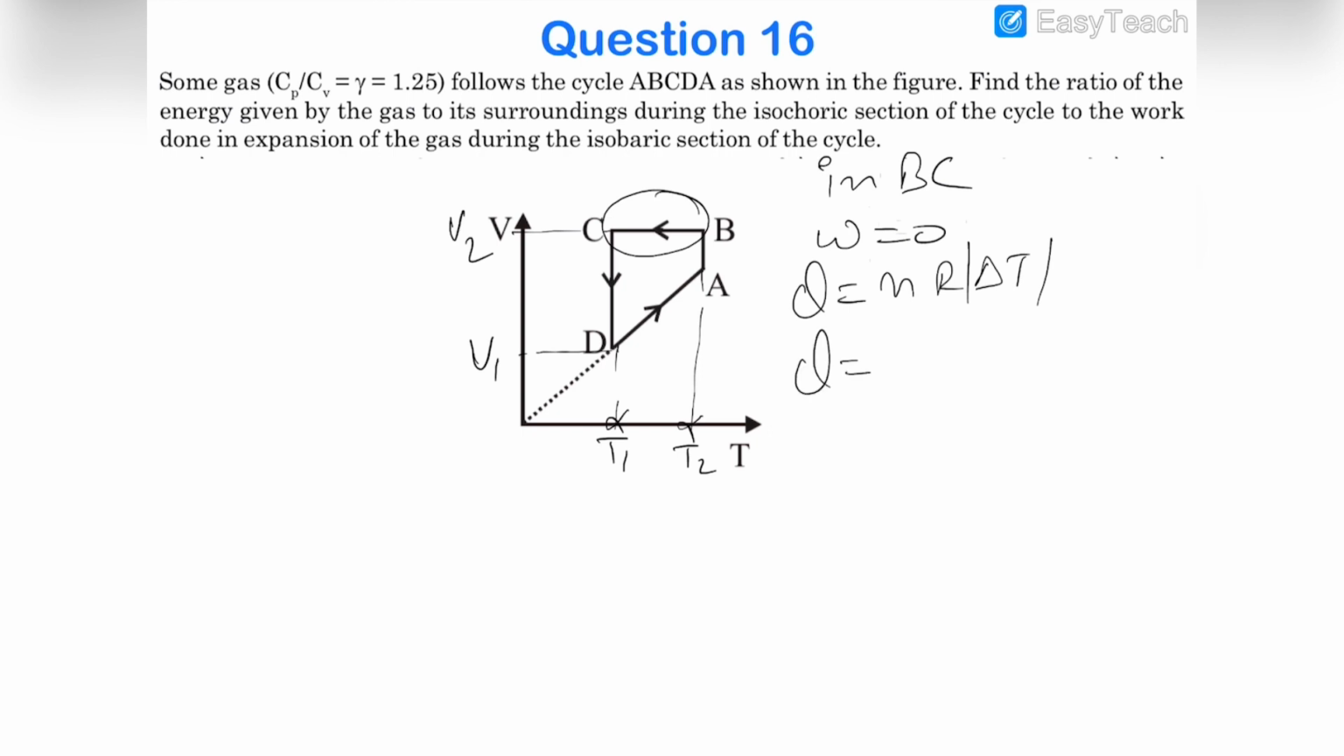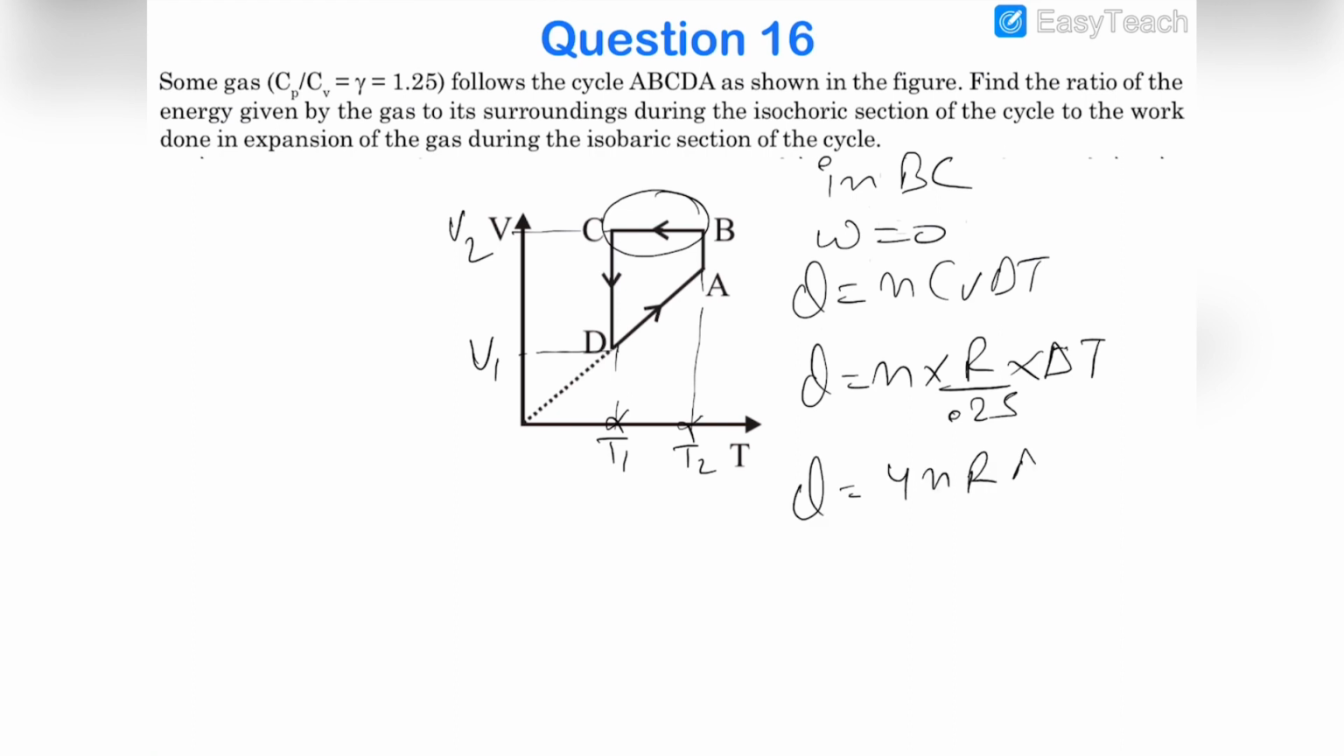So Q will be equal to n Cv delta T. So n Cv is nR upon gamma minus 1. So gamma minus 1 will be 0.25, and this is delta T. Okay, so Q will be equal to 4nR delta T. Now delta T, obviously it would be the positive delta T, so it would be T2 minus T1.